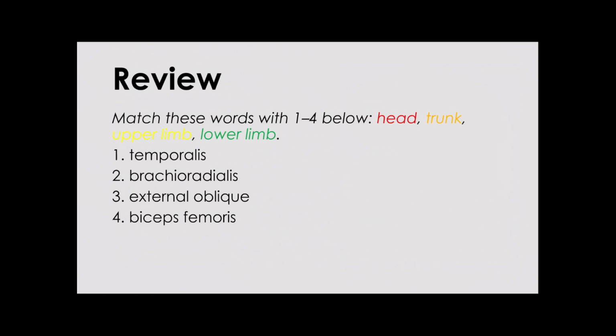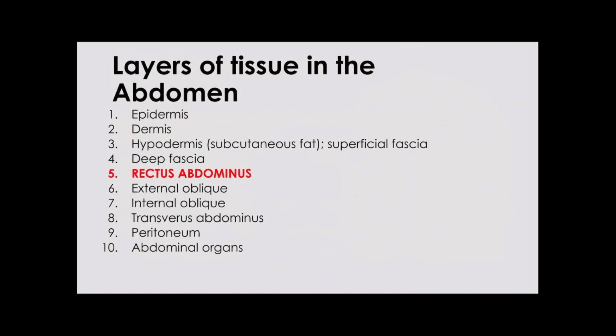If you said upper limb, you are correct. External oblique, where is this located? It's located in your trunk. Biceps femoris, where is that located? Femoris, it's going to be in your lower limb. Anytime you hear femoris, think of your femur. It's going to be located in your lower limb.